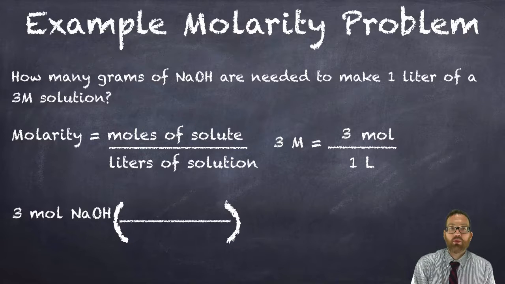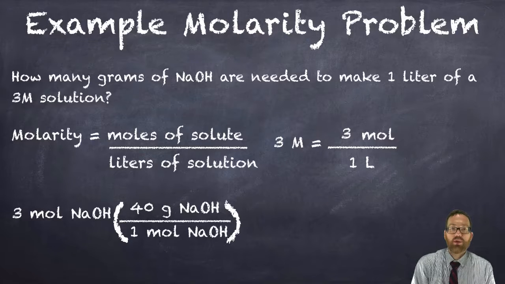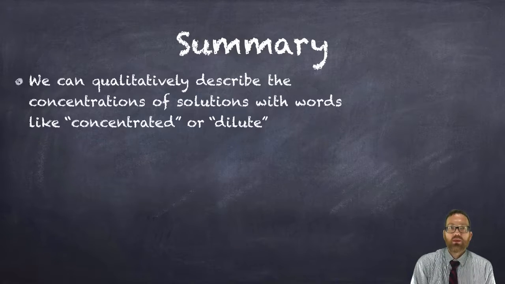Now I need to figure out, well, how many grams of NaOH that is. So I'll take my 3 moles of NaOH and I'll multiply by its molar mass off the periodic table. NaOH contains the mass of 1 sodium, 1 oxygen, and 1 hydrogen. If you look that up, that's about 40 grams. So 3 times 40 is 120 grams of NaOH.